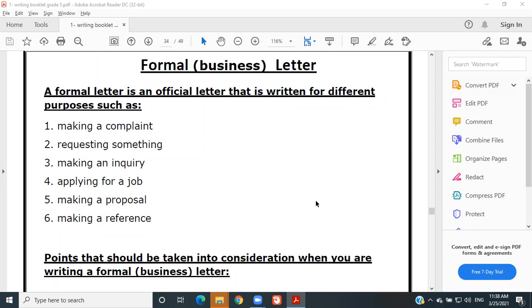One, making a complaint. Two, requesting something. Three, making an inquiry. Four, applying for a job. Five, making a proposal. Six, making a reference.